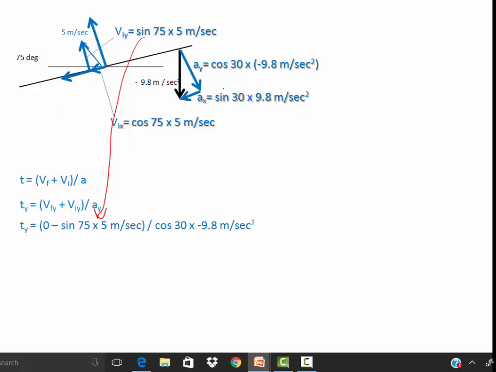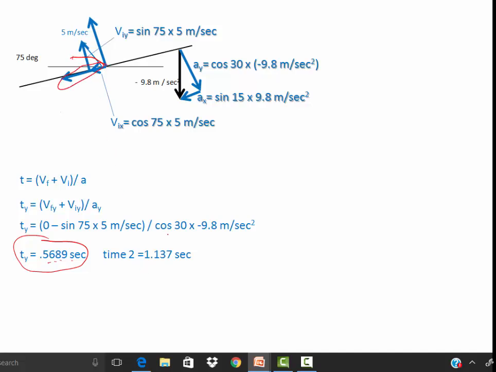So we'll go ahead and bring down our equations into this equation, and this is a of y coming down here, and again, meters divided by meters cancels, seconds, seconds, and then plug it into your calculator, and you should get 0.5689, and again, that's the amount of time it takes to get to the top of the arc, so we have to multiply by 2 to get the time of the whole distance, and that time is 1.137 seconds.